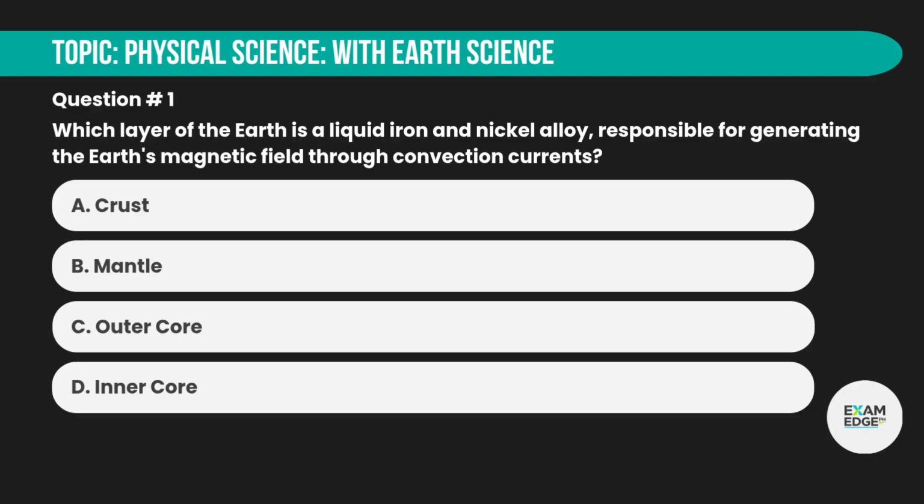Question number 1. Which layer of the Earth is a liquid iron and nickel alloy, responsible for generating the Earth's magnetic field through convection currents? A. Crust. B. Mantle. C. Outer core. D. Inner core. Correct answer: C. Outer core.